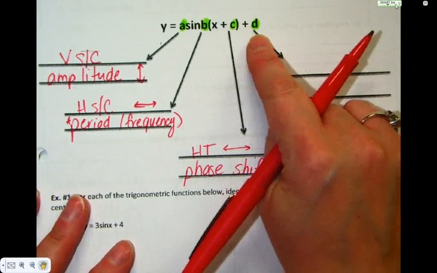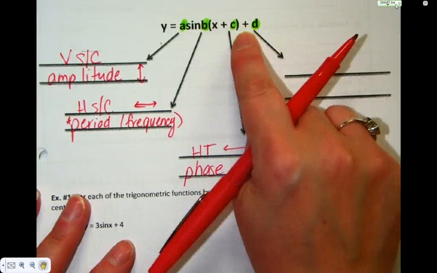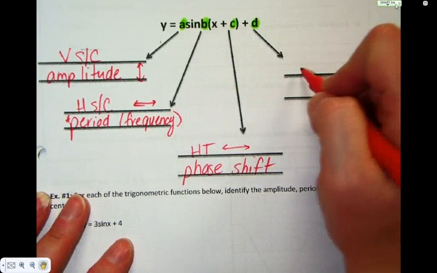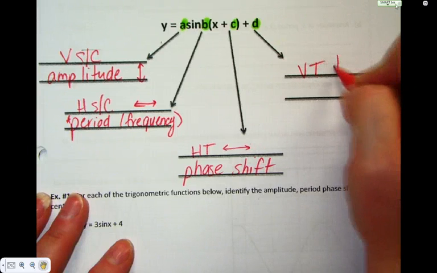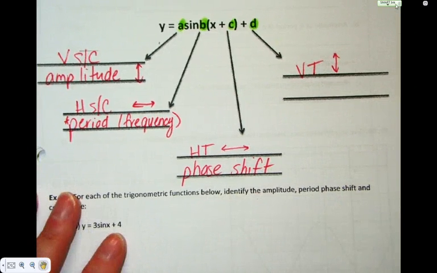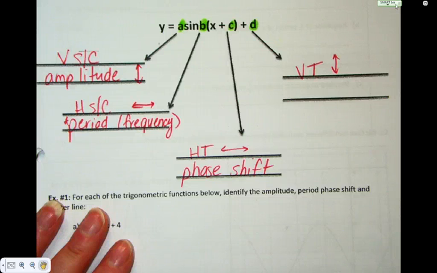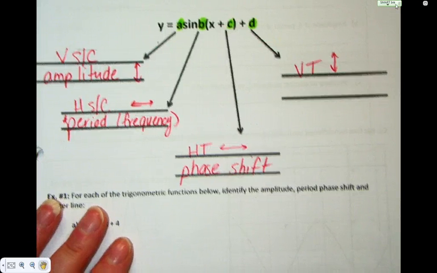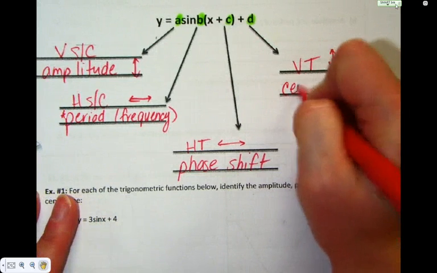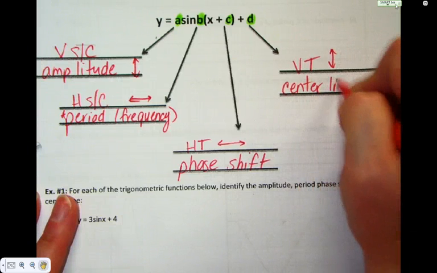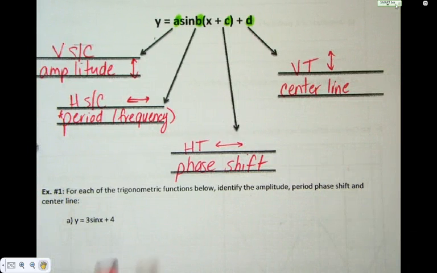D, in terms of transformation, so outside the brackets, addition or subtraction, is an up and down movement. In terms of sinusoidal equation, this is called the center line. Sometimes called the vertical shift, which is the same as translation.